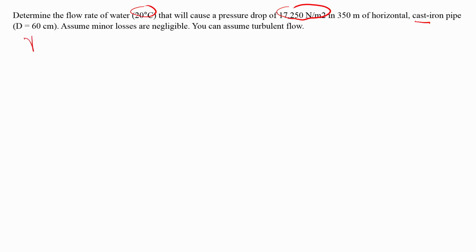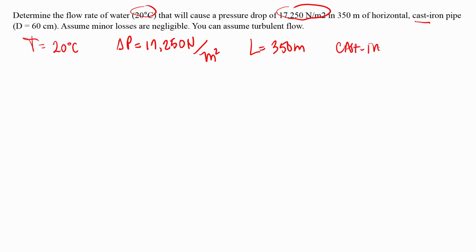So let's write the information that we have. We have a temperature of 20 degrees Celsius, and of course, in Darcy-Weisbach, this is important because this will affect the viscosity of the water. And we have a pressure drop of 17,250 newtons per square meter. The length of the pipe is 350 meters. It's a cast iron pipe, which will tell us the roughness. The diameter is 60 centimeters or 0.6 meters, and minor losses are negligible.